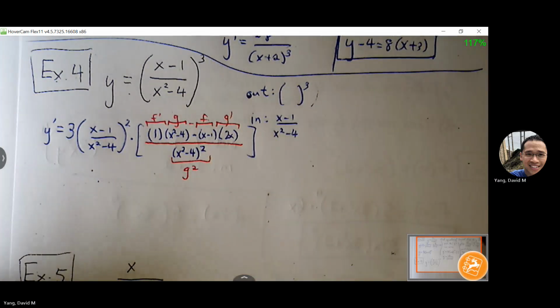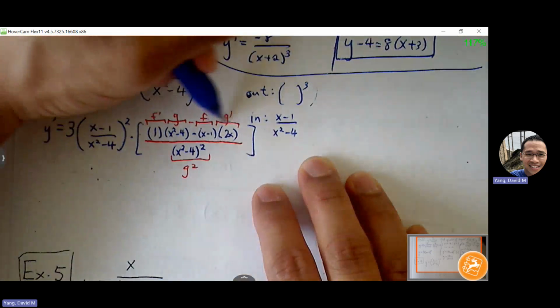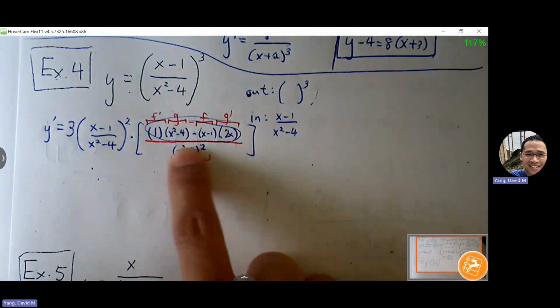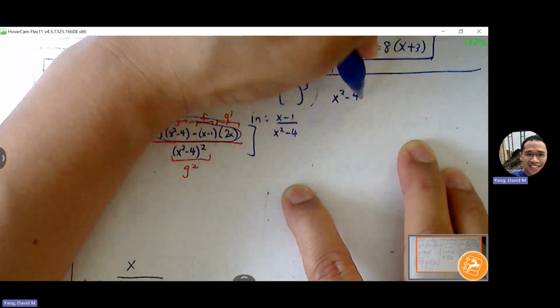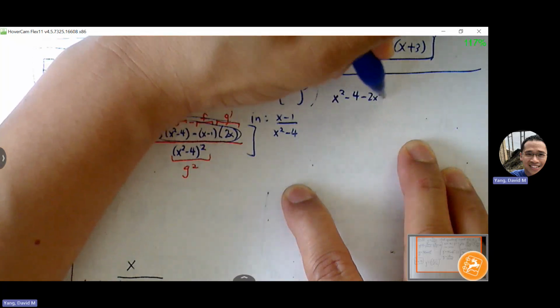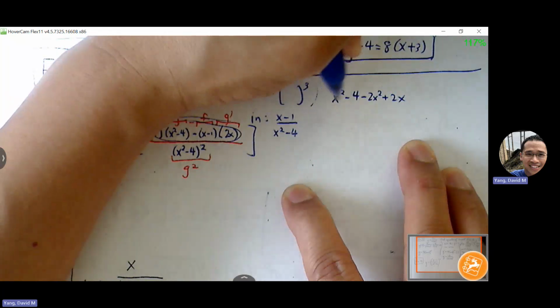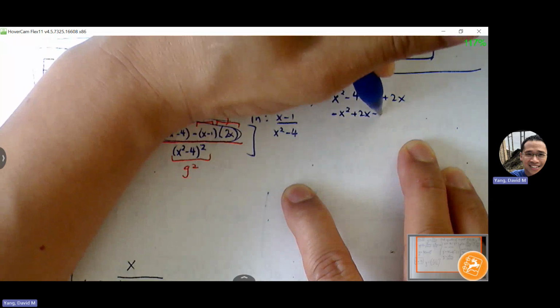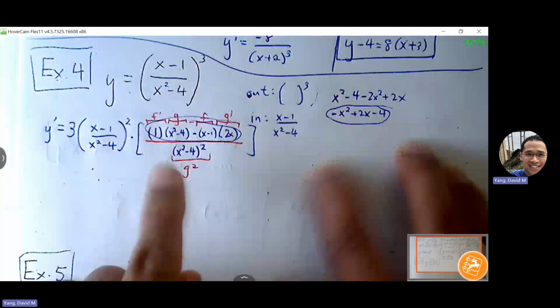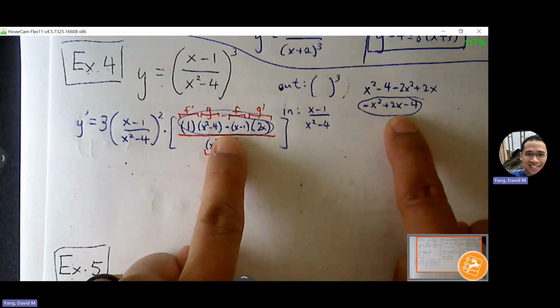Now, I'm going to clean this up a bit. I'm going to distribute that through. So I get x squared minus 4 minus 2x squared plus 2x, and that cleans up to be negative x squared plus 2x minus 4. Okay, so this is my cleaned up version of this mess that I have here.